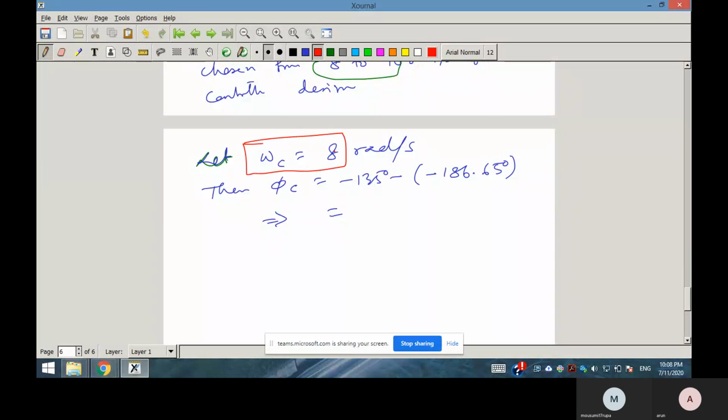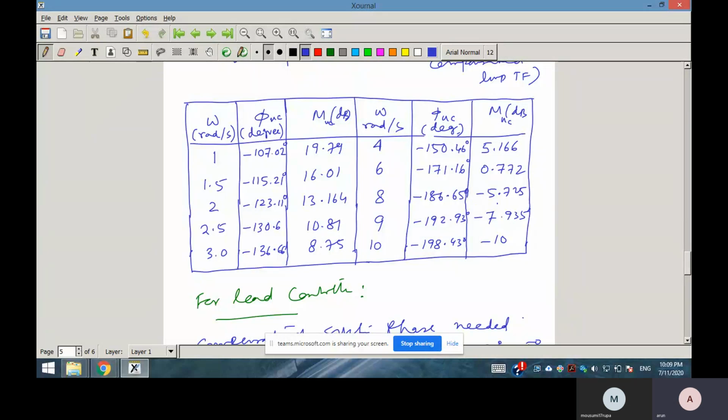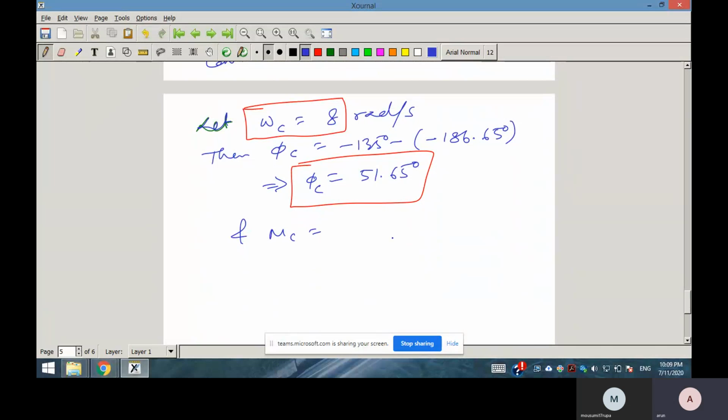So this is your 8 radian per second. Now phi c is 51.65 degree. So this is your phi c, and then MC will be how much? MC is minus of MUC. You see, MUC is 5.725 dB.